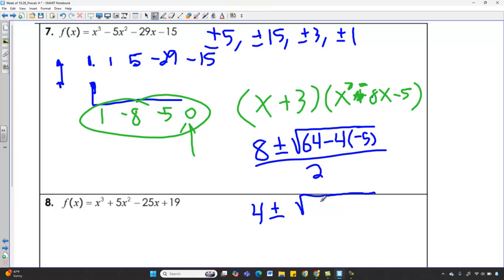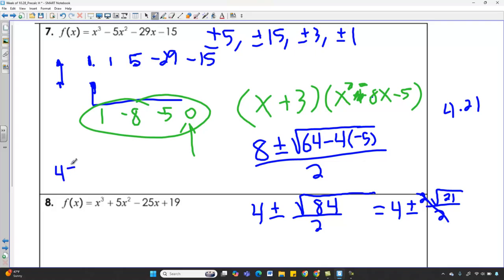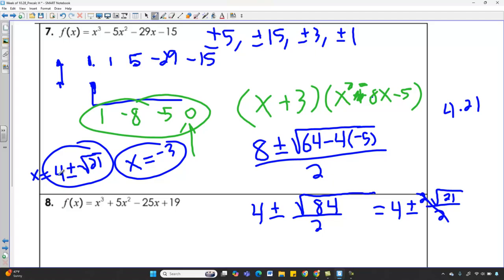So this is 20, so that's going to be the square root of 84, and that's still going to be over 2, and the 8 over 2 is 4, so that's how I got 4 here. This is 4 plus or minus the square root of 84. Now, I know that 84 is 4 times 21, so it's going to be 2 square roots of 21 over 2, which cancels. So our other zeros should be 4 plus or minus root 21. So there are some of the zeros, and then the other 0 is x equals negative 3. So those are our 3 zeros, and we should be able to write the factorization with those.